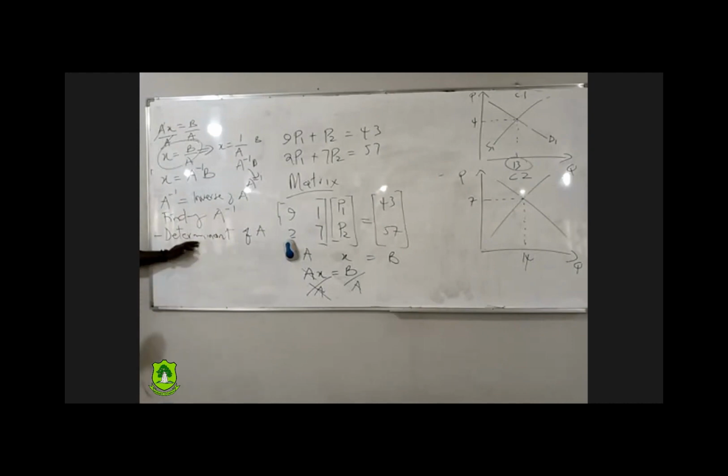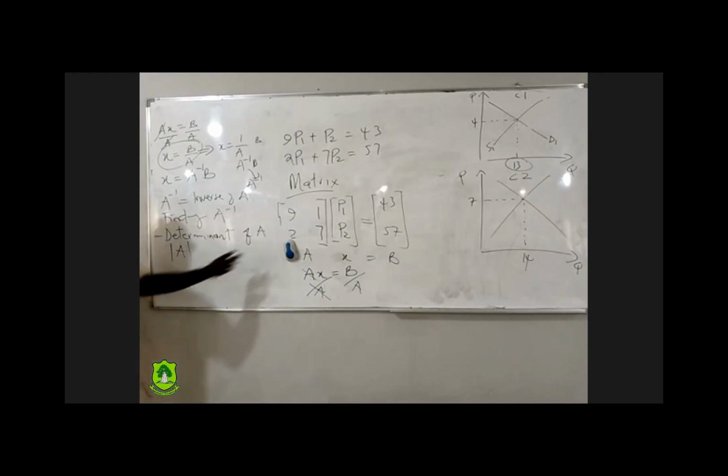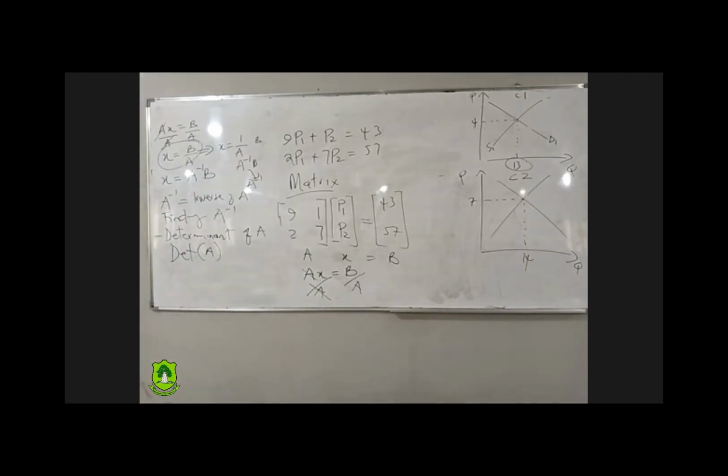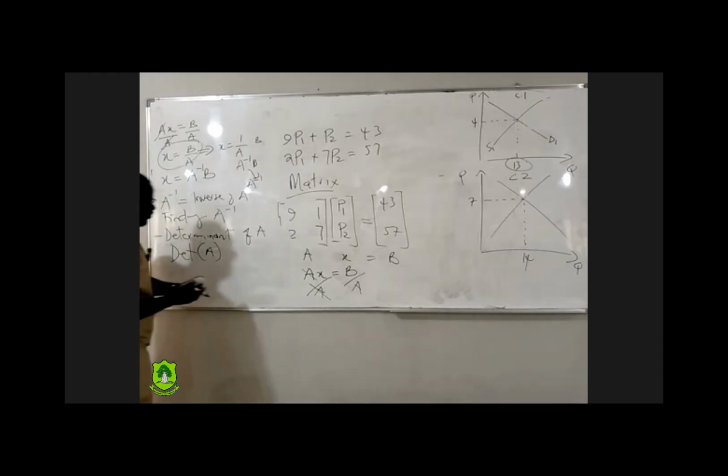And determinant of A is written as either this one. When I write this, it means determinant of A. Or I write this as det A. So det A is the determinant of A.